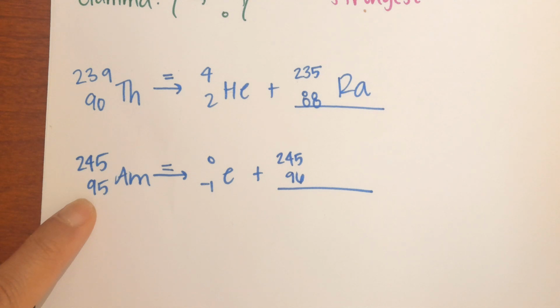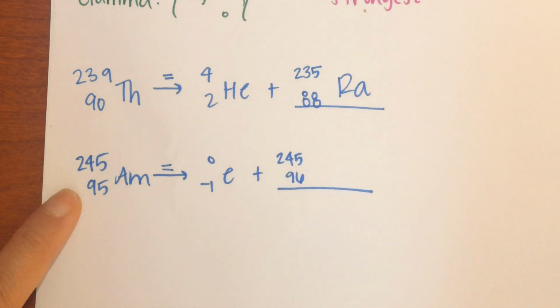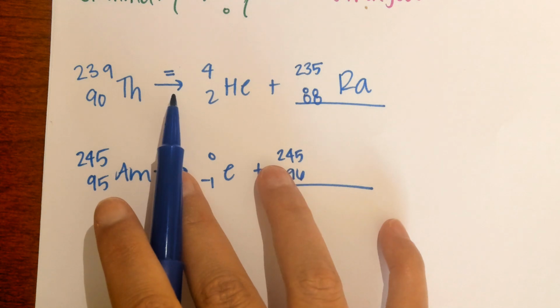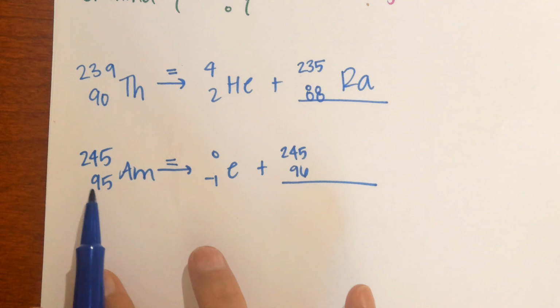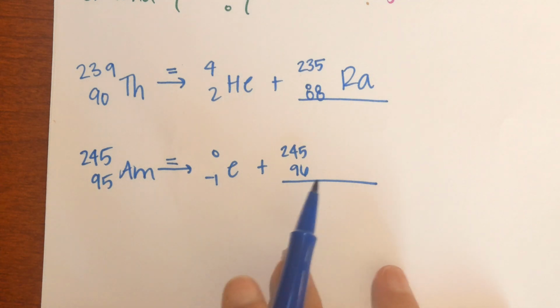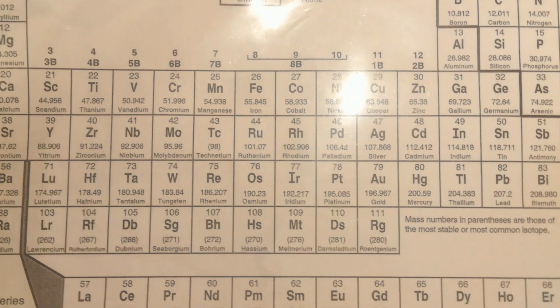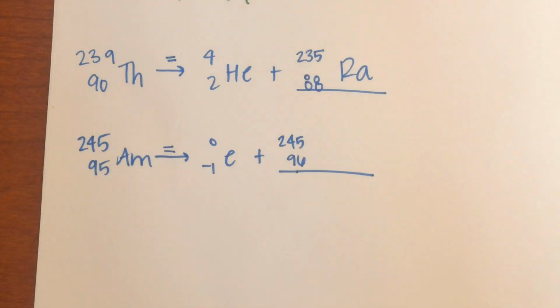It is very common for people to do 95 minus 1 equals 94, but no, again, you have to treat this as an equal sign. Like I did in the first one, you can subtract, like 90 minus 2 equals 88. If you do 95 minus -1, minus negative turns into a positive. So 95 plus 1 is 96. Then we look at 96 on our periodic table. If I can find it, it's at the bottom here: curium, Cm.